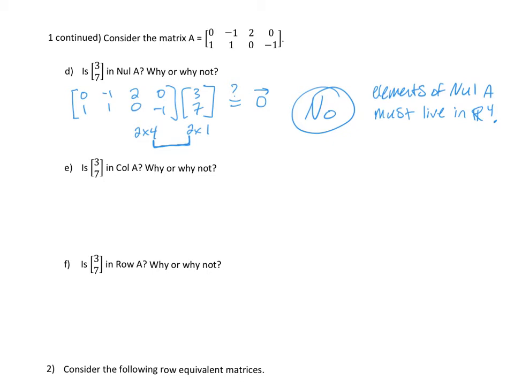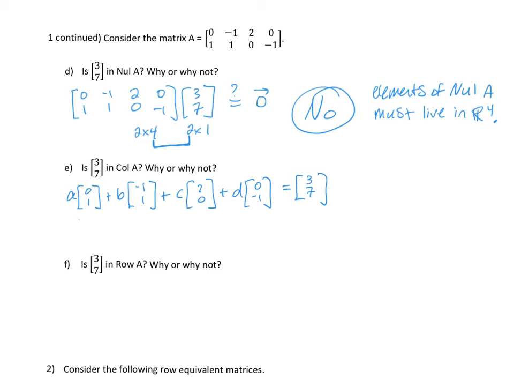Is [3, 7] in col A? So that is, are there weights that I can put on the columns of A? A times [0, 1] plus B times [-1, 1], C times [2, 0], D times [0, -1]. Are there weights that you can put on the columns of A to build [3, 7]? That's what it means to be in the column space, because the column space is the set of all linear combinations of the columns of A.